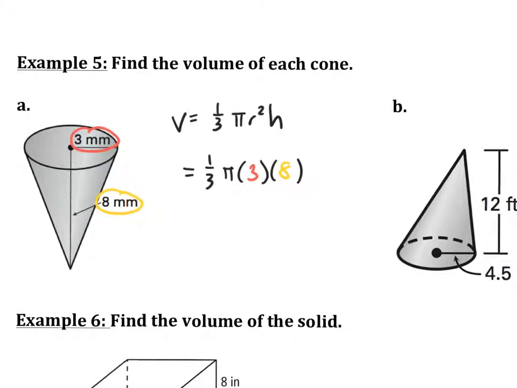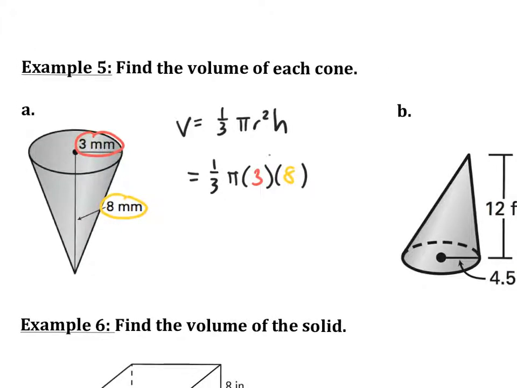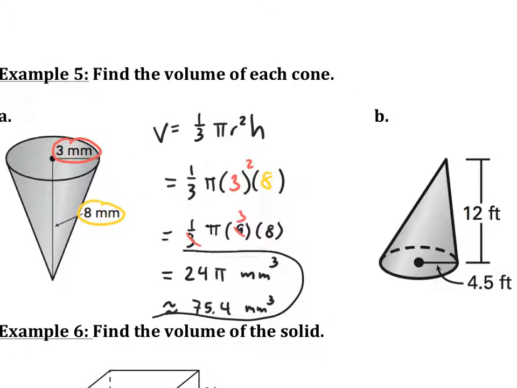Now, this one we can put in terms of pi and in terms of a decimal approximation. So let me go ahead and keep going. 1/3 of pi times 9 times 8. I'm going to reduce here. So my exact answer equals 24 pi millimeters cubed. And now the approximate value. Now, like we said earlier, if the coefficient on the pi were already decimalized, then go ahead and just go all the way to decimals. But in this case, I can have an exact answer and an approximate answer here.